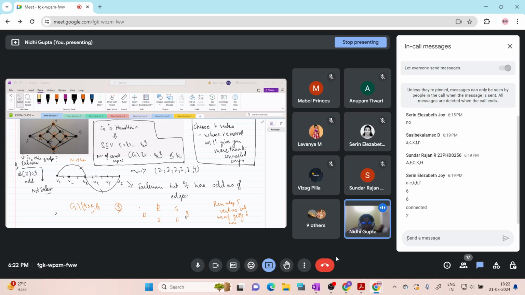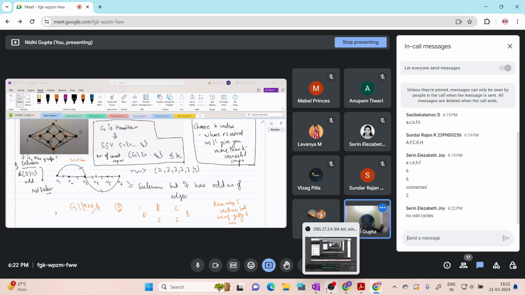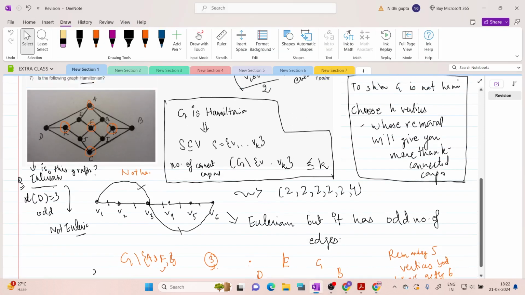But also, do we have a nice characterization of bipartite graphs? Do we have a necessary and sufficient condition for a bipartite graph? Yes, no odd cycles. And we can see that in this graph there are no odd cycles. Therefore, this graph is bipartite. So this graph is not Hamiltonian, not Eulerian, but it is a bipartite graph. Is this question clear to everyone? Yes, ma'am. Okay.